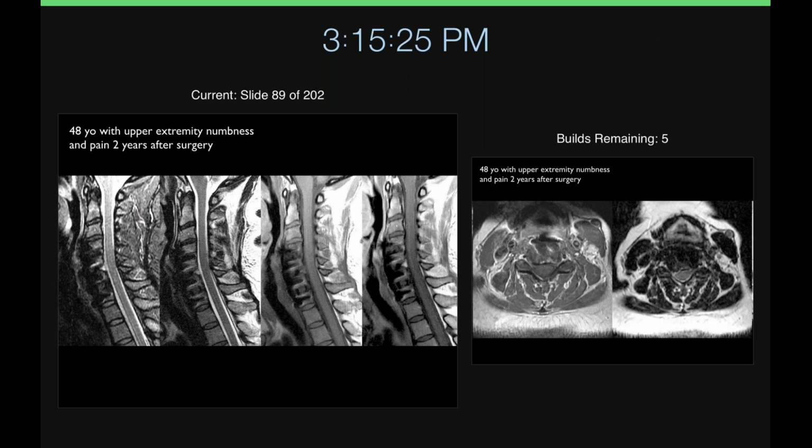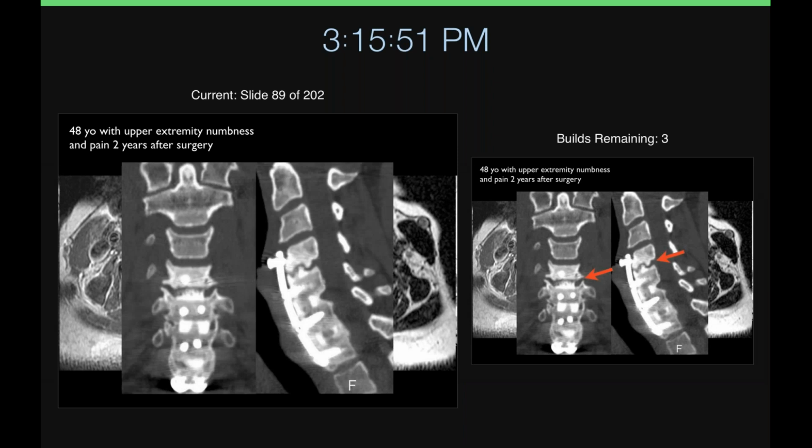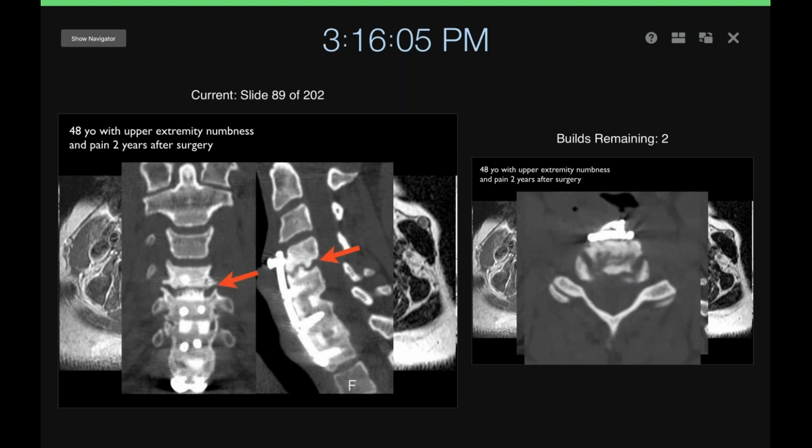Okay, 48-year-old, upper extremity numbness, pain 2 years after surgery. So I do see an ACDF from C4 through T1. Nothing really jumps out at me with the ACDF. It's okay. Some mild. It looks like there's incomplete fusion or lack of fusion of the 4-5 level. Right through there.